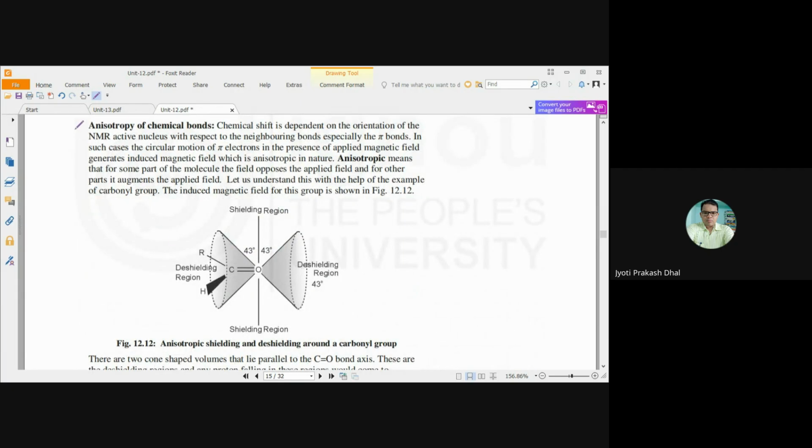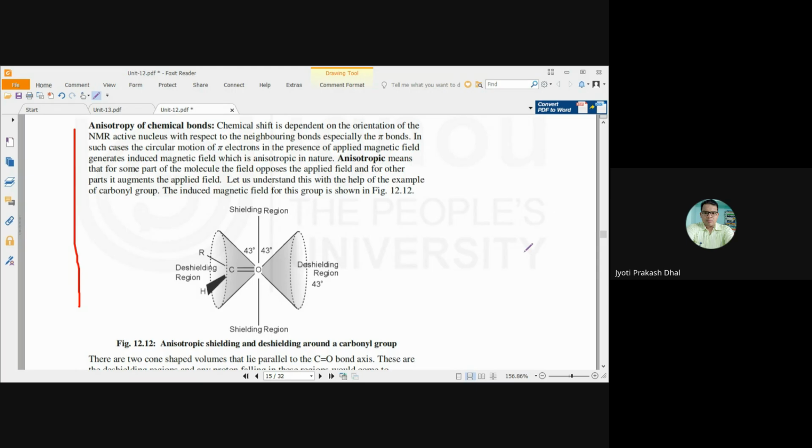So now coming to anisotropy of the chemical bonds. The chemical shift is dependent upon the orientation of the NMR active nucleus with respect to neighboring bonds, especially pi bonds. In such cases, circular motion of the pi electrons in the presence of the applied magnetic field generates an induced magnetic field, which is anisotropic in nature. Anisotropic means that in some part of the molecule the field will oppose the applied magnetic field, while in other parts of the molecule it will align with the applied magnetic field.